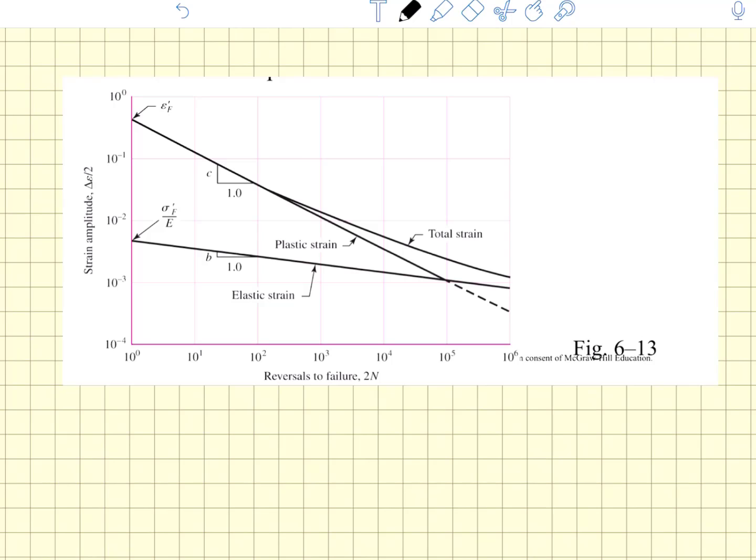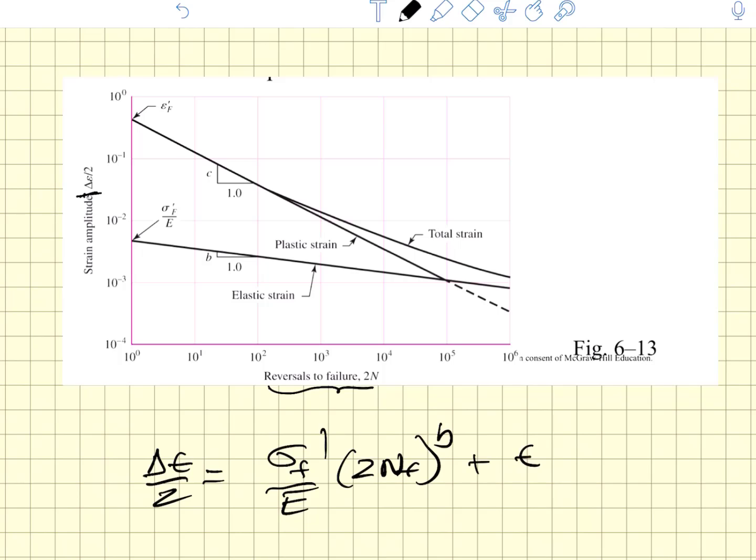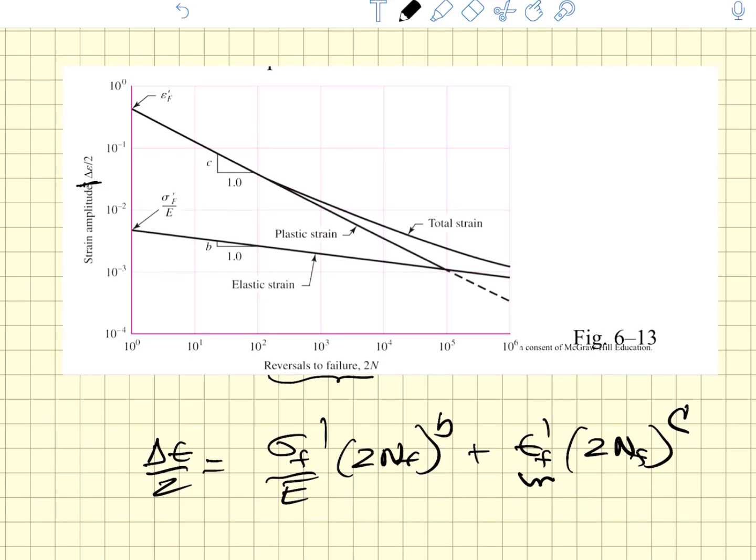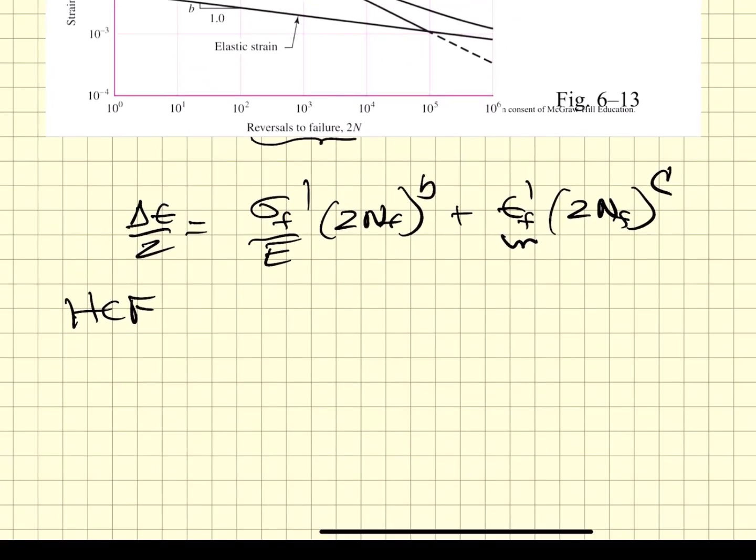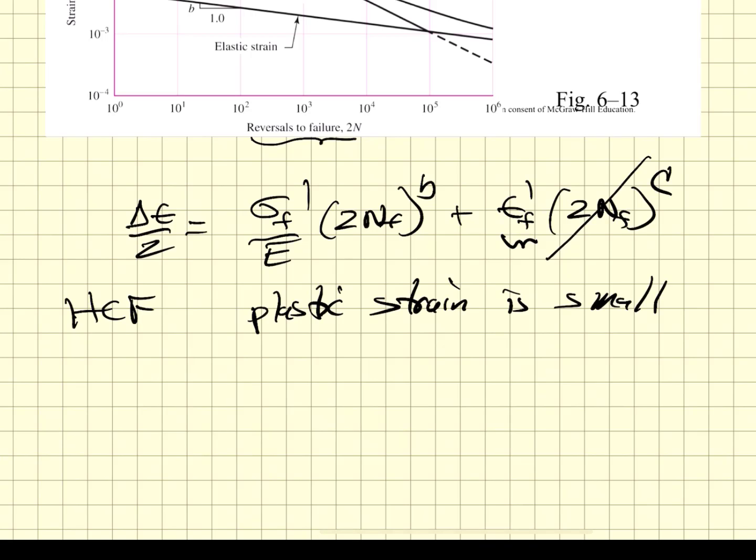You may recall that we used the Coffin-Manson law to relate strain amplitude to the number of reversals to failure, where we said that the strain amplitude was going to be equal to sigma F prime over E times 2NF to the B plus epsilon F prime times 2NF to the C, where epsilon F prime is the true strain at failure and sigma F prime is the true stress at failure. So in the HCF regime, the plastic strain is going to be assumed small, so we're going to ignore this term.